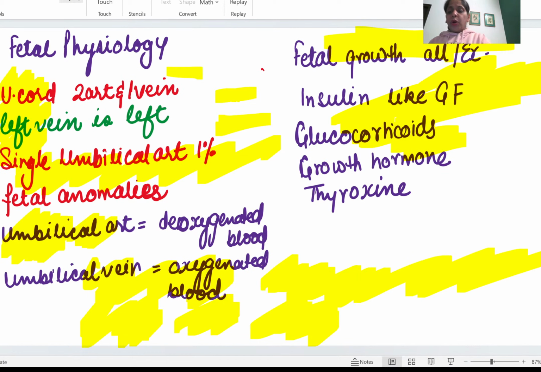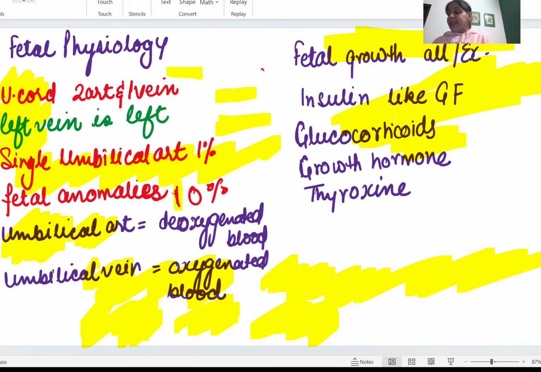Now a very small note, though we have done this in fetal physiology. This was the last topic about basic obstetrics. Umbilical cord has two arteries and one vein, and the left vein remains, the right is obliterated. Single umbilical artery is found only in 1% of the cases, and it is associated with fetal anomalies in 10% of the cases.